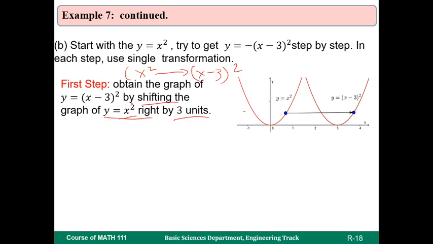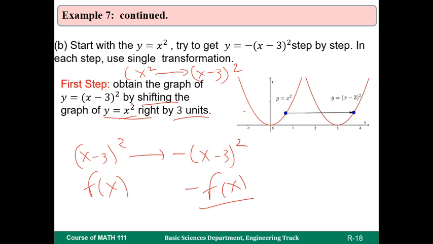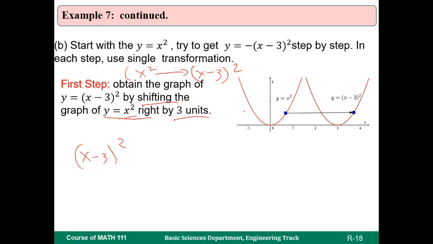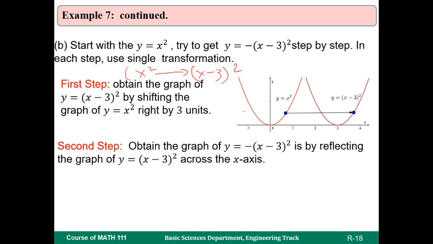And then the second step: now we are here at x minus 3 squared. So how to make this one into minus x minus 3 squared, so that there's a function and we have the negative of this function? How do you get that? You get that by flipping it through the x-axis, or reflecting it through the x-axis. So the second part, x minus 3 squared becomes minus x minus 3 squared.